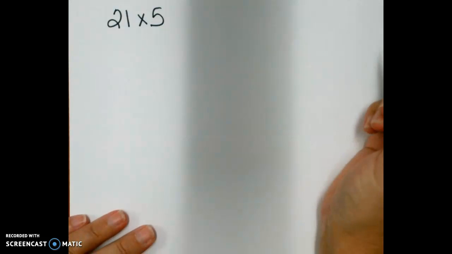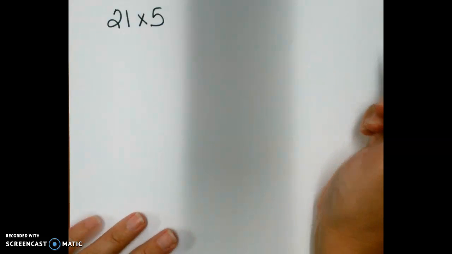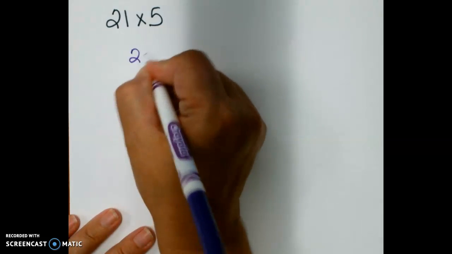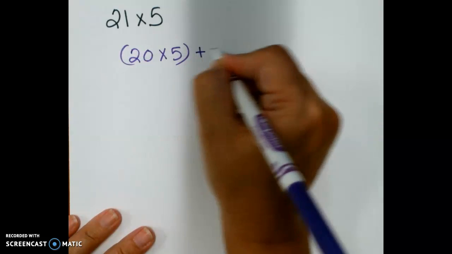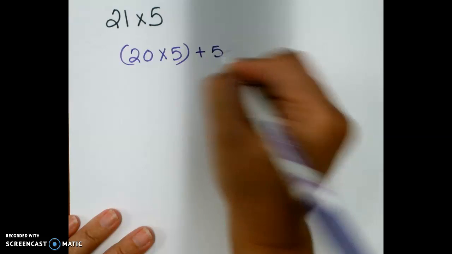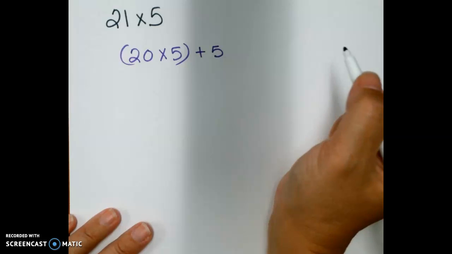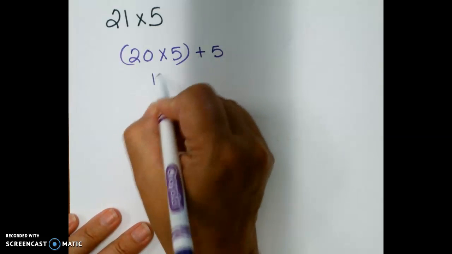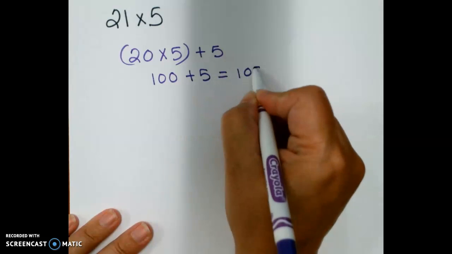Okay, so our first problem is 21 times 5. Can we solve it mentally using the unit form strategy? If I have 20 times 5 plus 5, that's the same as 21 times 5. I can say 20 times 5 is 100, plus 5 equals 105.